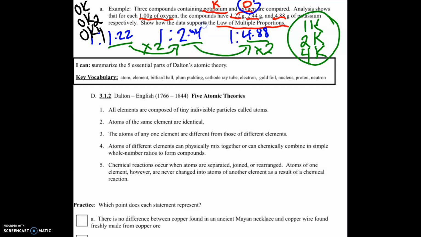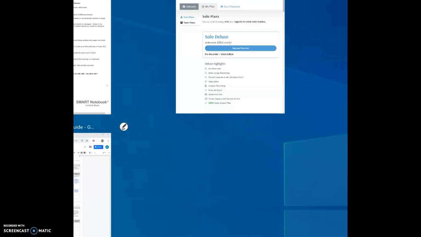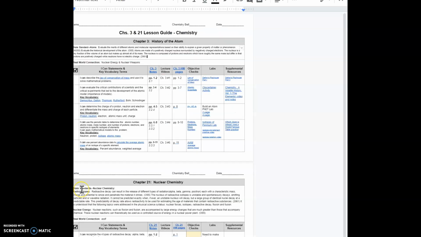Okay, let's move on to our next I can statement. So I can summarize the 5 essential parts of Dalton's atomic theory. So Dalton was our second atomic theorist. He was the first guy to actually do some experiments. And if you want to know more, if you go to our lesson guide for this topic and you check out these I can statements, I've linked in different YouTube videos that explain and highlight these experiments and what you need to know. So you can click here on these, and that will help you with that.